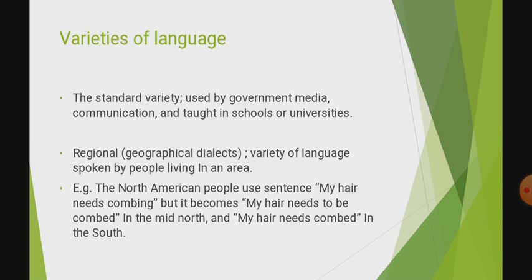Here you can see the variety of language in a single area where lots of people live. For example, North American people use the sentence "my hair needs combing," but it becomes "my hair needs to be combed" in the mid north and "my hair needs combed" in the south. Here you can see a single sentence is spoken in a single area by people in different ways.